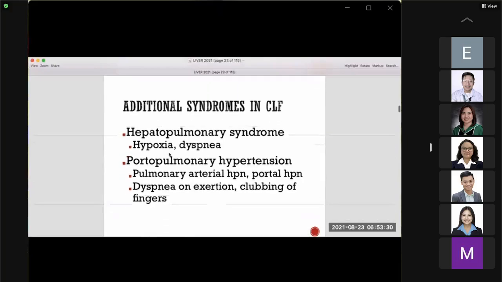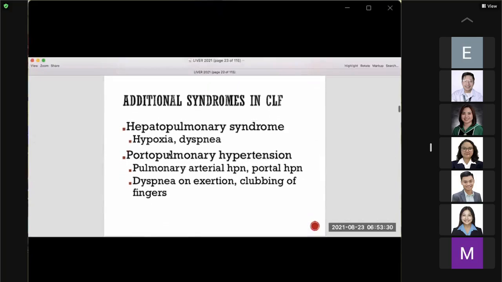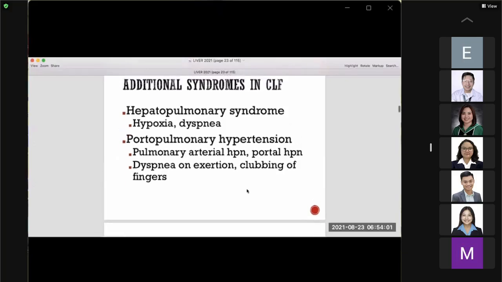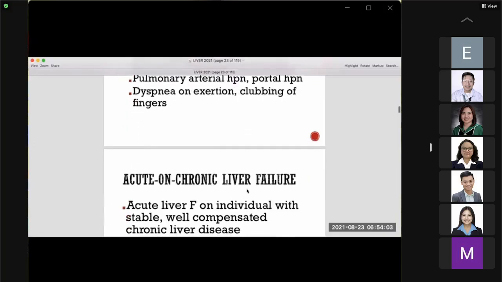Additional syndromes in chronic liver failure: hepatopulmonary syndrome, where there is now involvement of the lungs. The patient will be manifesting with hypoxia and dyspnea, difficulty of breathing. There can also be portopulmonary hypertension. So in here, there is pulmonary arterial hypertension and portal hypertension. The patient will be manifesting with dyspnea on exertion, and there is also clubbing of the fingers, just like in congestive heart failure.